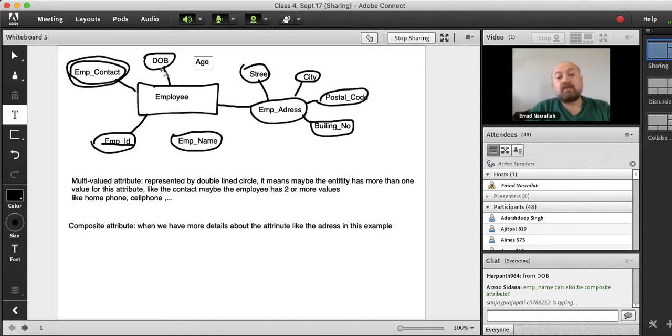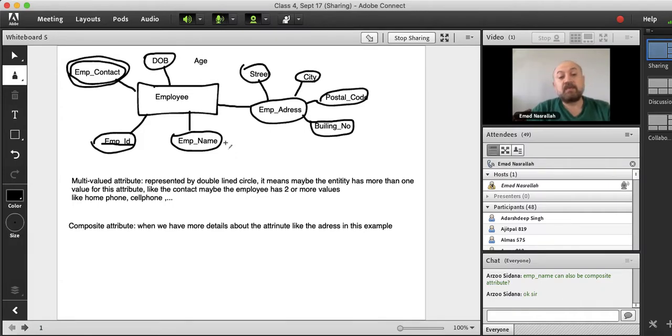yes, the name could be composite. That's true. We can make it composite, like first name, last name. That's true. Now the age must not be entered, must be calculated. The system, through the date of birth and the current date, must calculate the age.